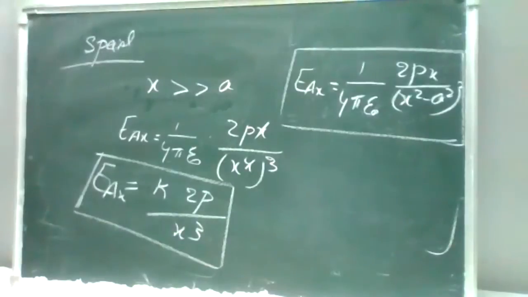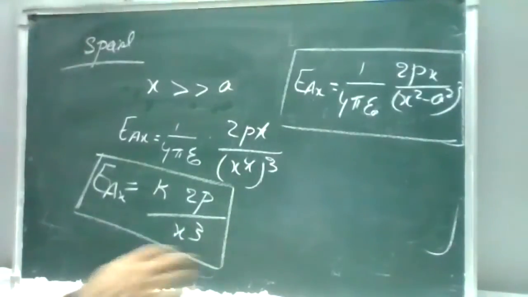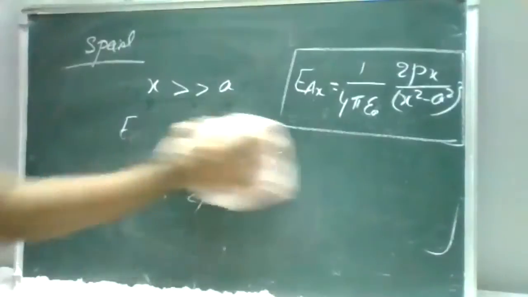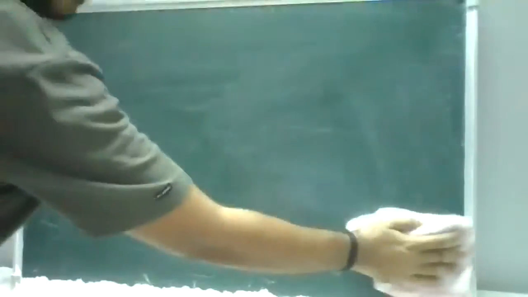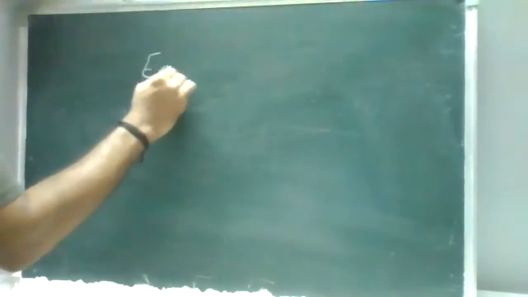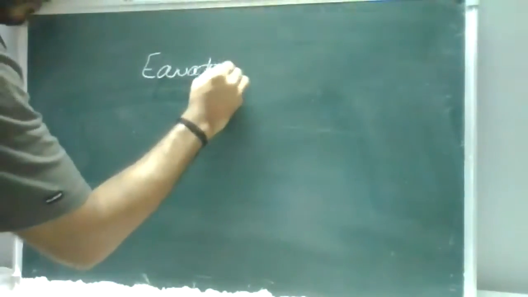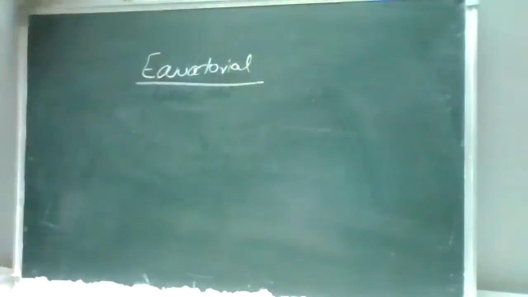Okay, next we'll see the equatorial point. Make a heading: electric field at an equatorial point of a dipole.